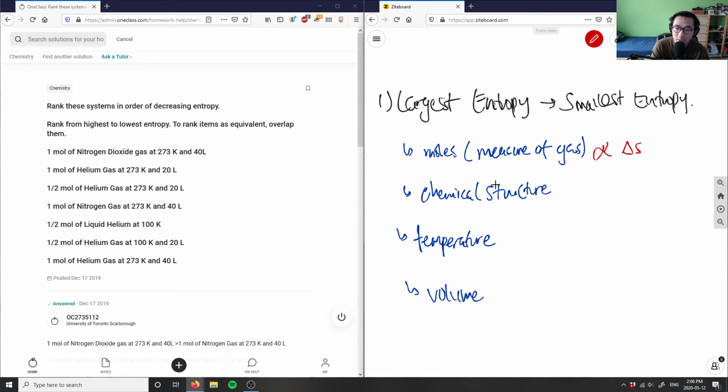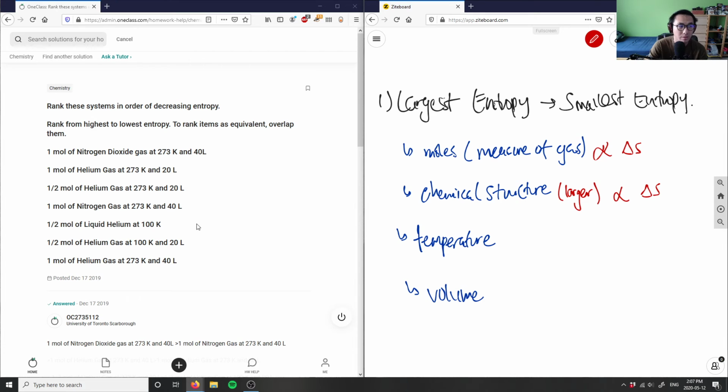Chemical structure: this is looking at nitrogen gas, helium, and so on and so forth. Basically, I increase the amount of entropy the bigger the compound is. So it's also proportional to delta S. A larger chemical structure will give me a bigger change of entropy.